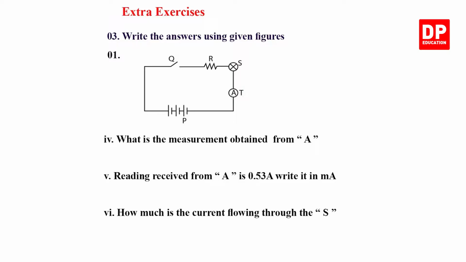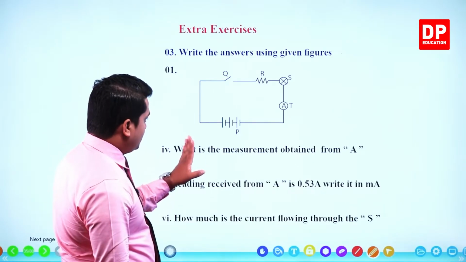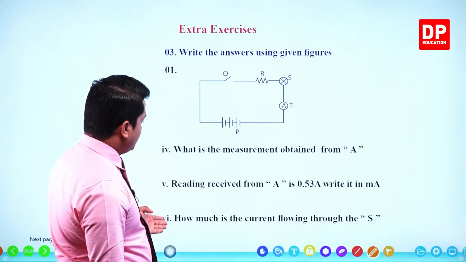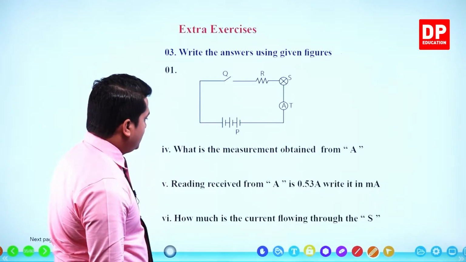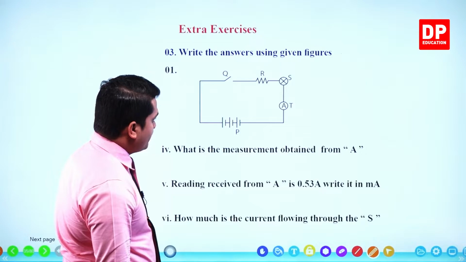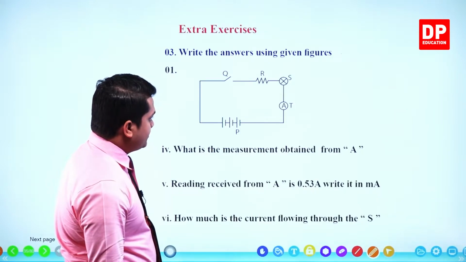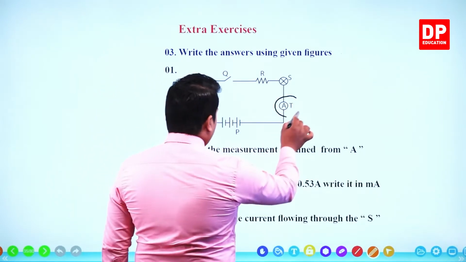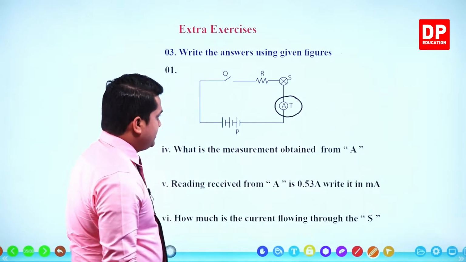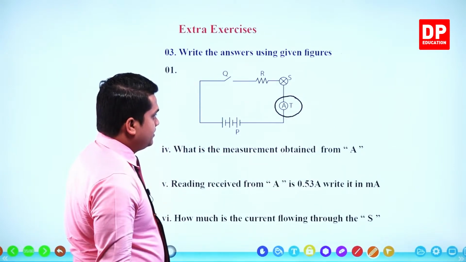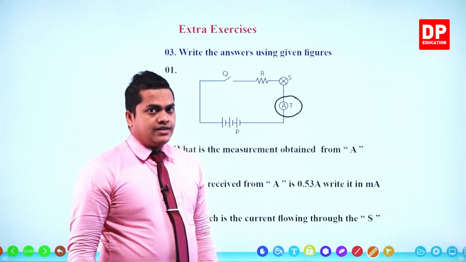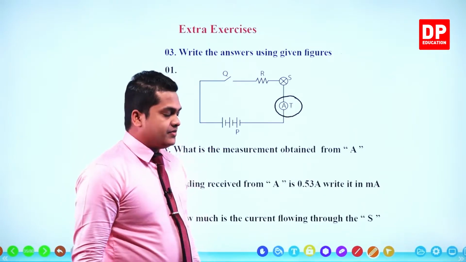Write the answers using given figures. So once again, the same figure is given, the questions 4, 5 and 6. What is the measurement obtained from A? So A is the ammeter. This A is the ammeter, right? As you can see, the A symbol refers to the ammeter.